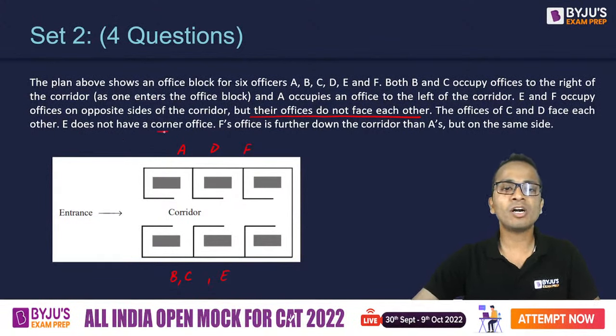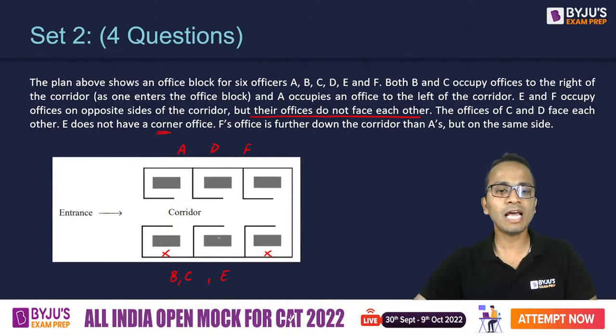E does not have a corner office. So E cannot be here. E cannot have a corner office. So E will have a middle office. Okay. So I have placed E in the middle office.